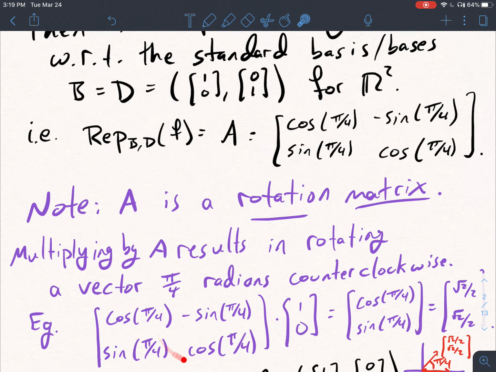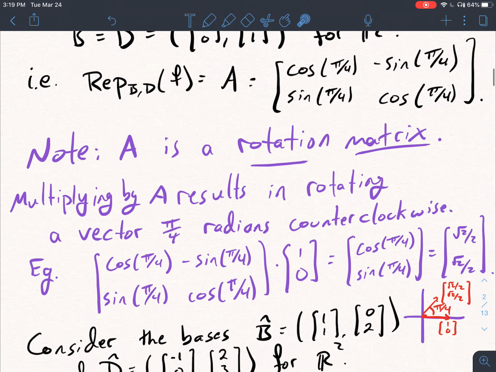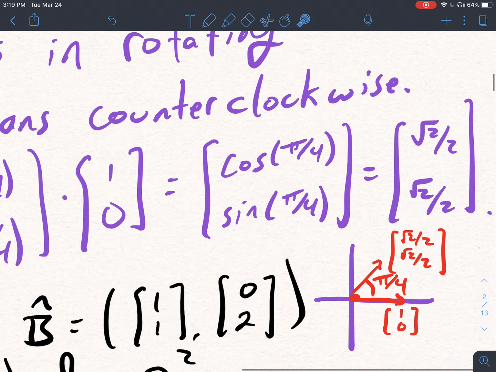And if I multiply this out, then this is in fact equal to cosine of pi over 4, sine of pi over 4, right? The first row times the first column is equal to cosine of pi over 4 times 1 plus sine of pi over 4 times 0, and then similarly the second row times that column is equal to sine of pi over 4. Cosine and sine of pi over 4 are both equal to the square root of 2 over 2. So I'm taking the vector (1, 0) and mapping it to (square root of 2 over 2, square root of 2 over 2).